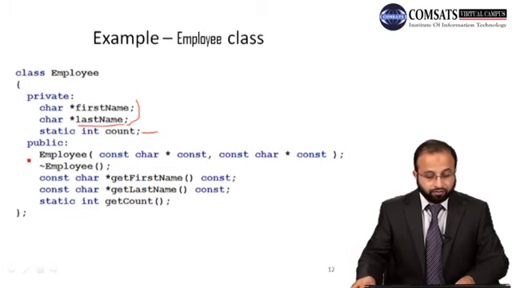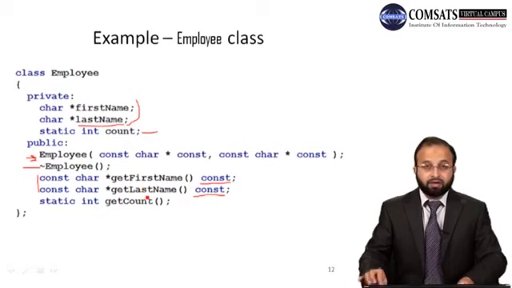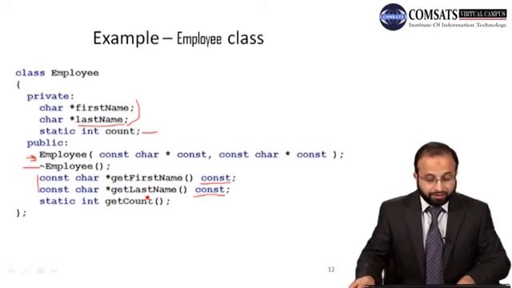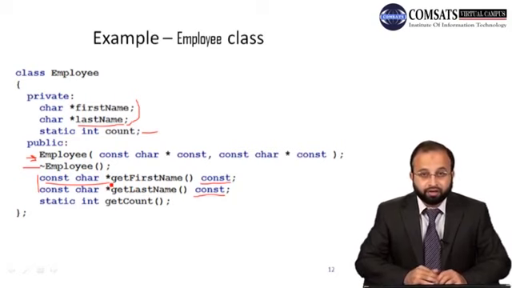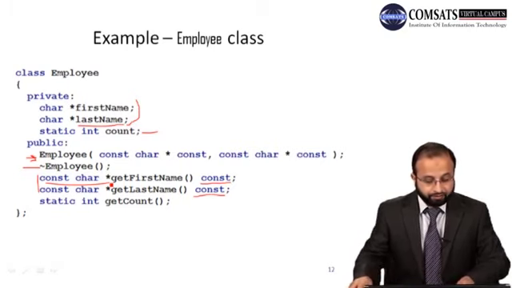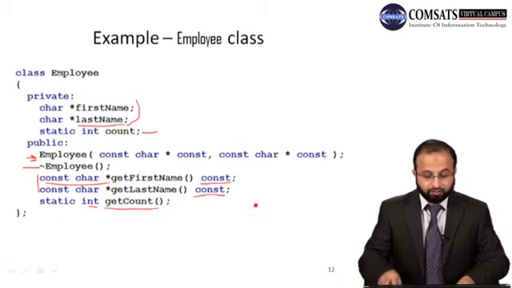The first function is of course the constructor. The second one is the destructor, and then we have the constant functions, get first name and get last name. So this const at the end represents that these are constant functions, right? And these two functions return a const character pointer. This means that it is a pointer that is pointing to a constant character. So you cannot change those characters with the help of that pointer, right? Then we have a static function whose return type is int and the name of the function is get count, right?